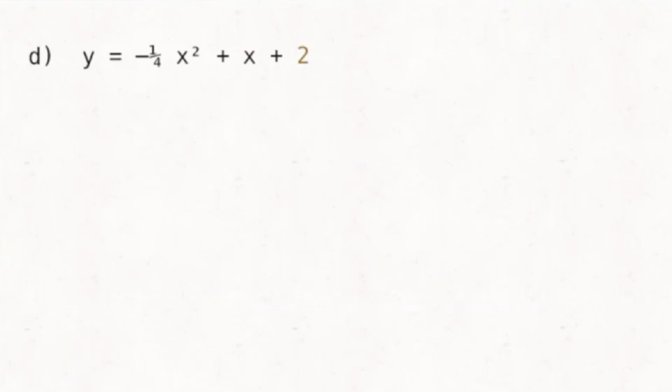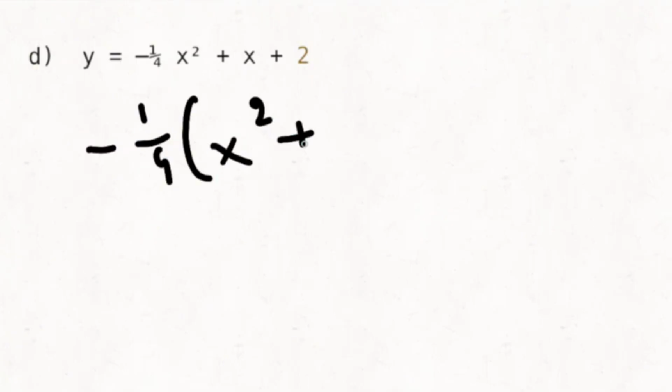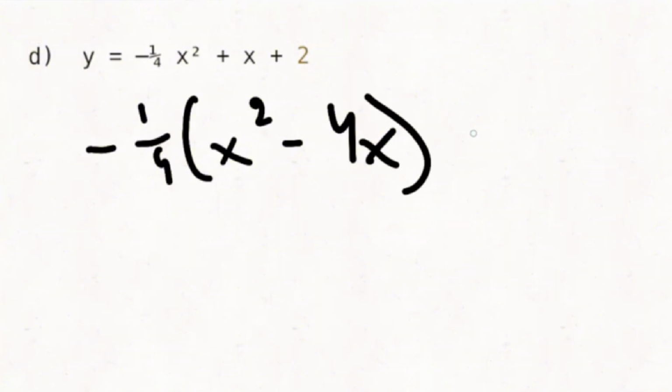We have a final question over here. We have a final standard form of the quadratic equation: y equals -1/4 x squared plus x plus 2. Like we did before, we are going to factor out the -1/4 from the x squared plus. So this should actually not be a plus sign, but it should be a minus sign. So we have -4x here plus 2.